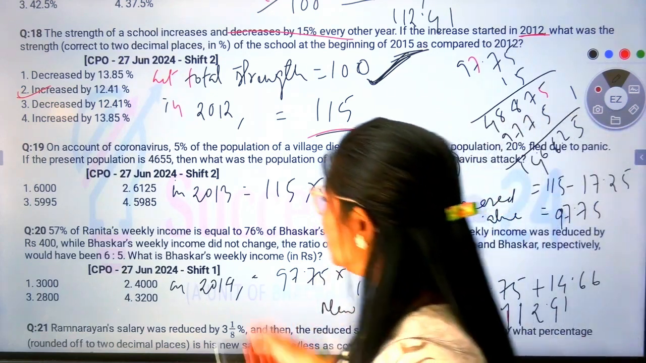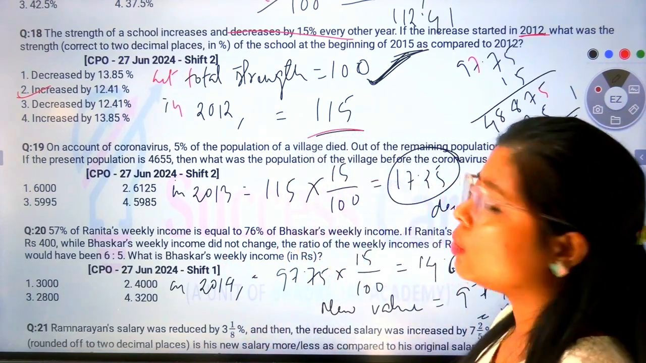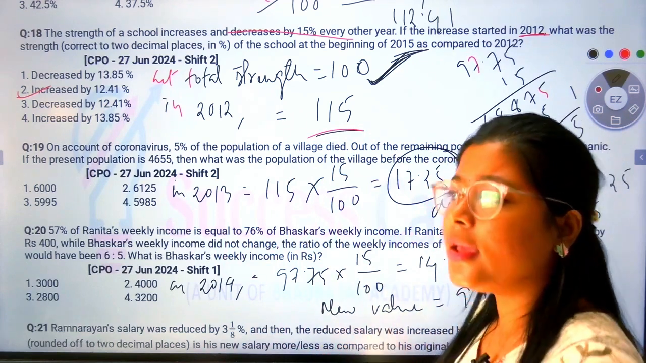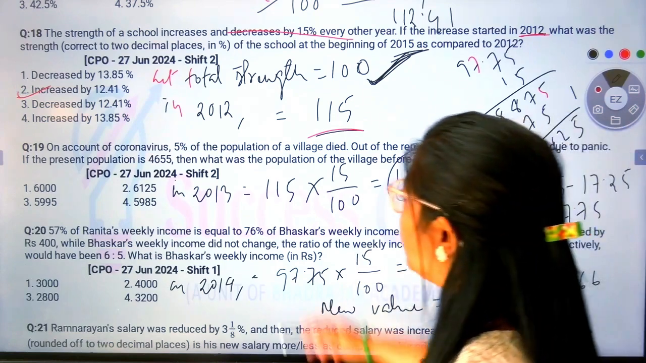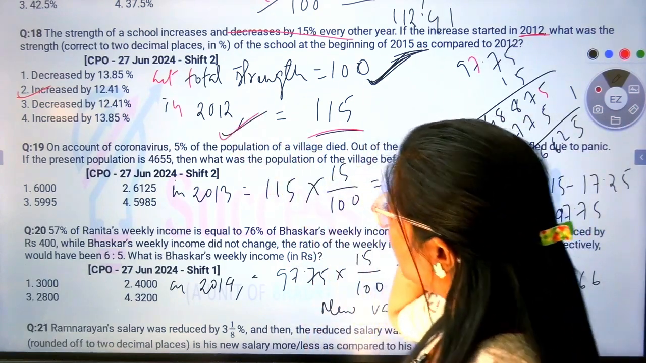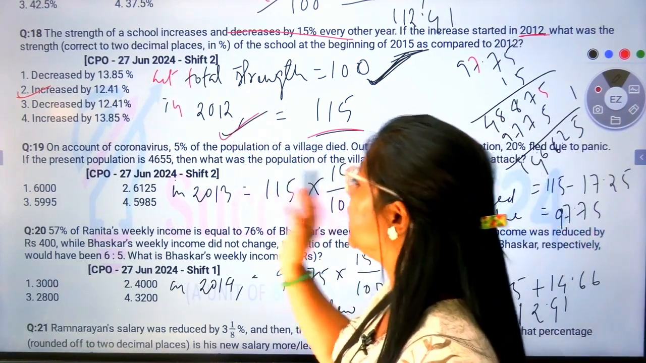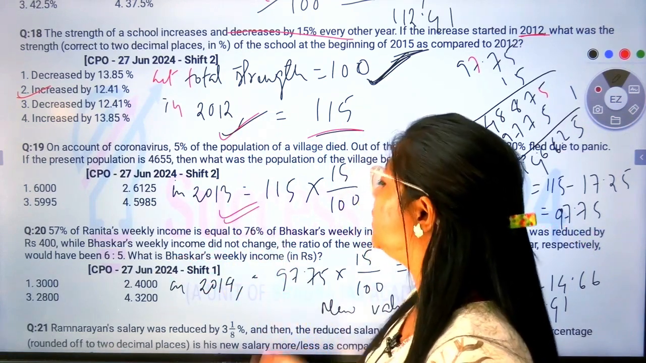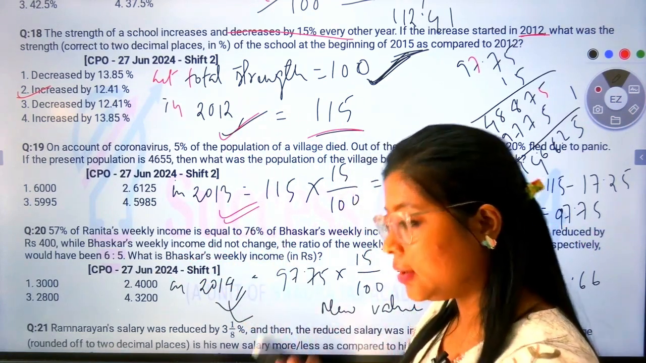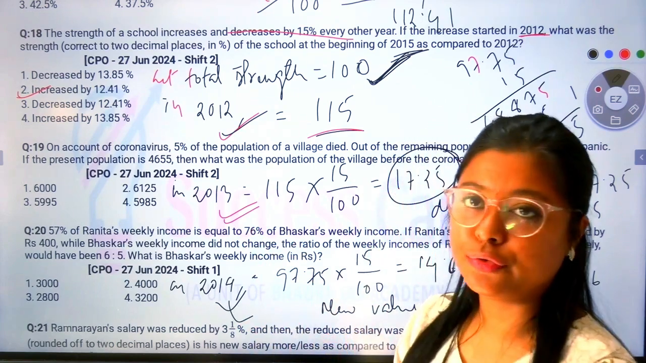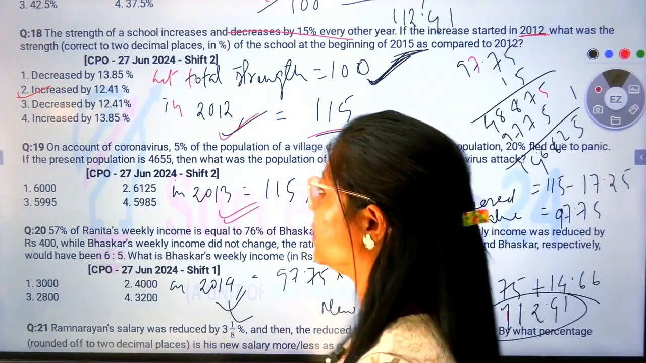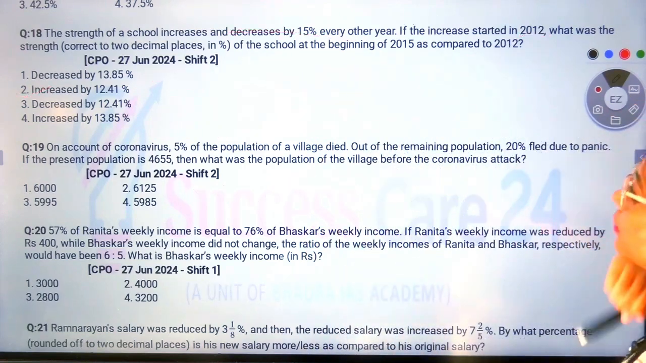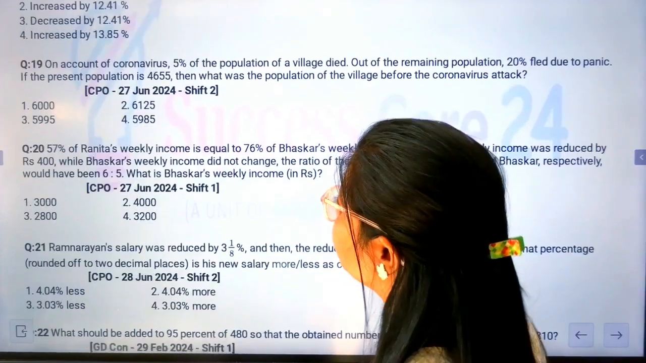There is nothing much, you just need to find what A is, what percent of B. That much needs to be calculated. At first I calculated the value in 2012, then in 2013, then in 2014, that means at the end of 2014 and at the beginning of 2015. So the value was this, so that means this much percent is the increase. I think you understood. Okay, let's move to the next question.